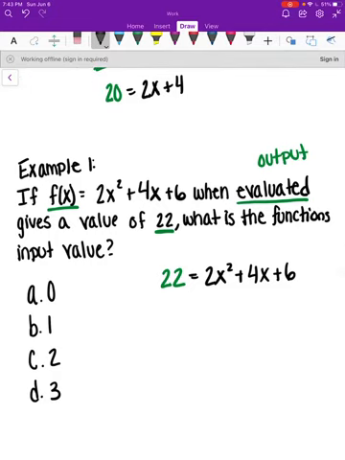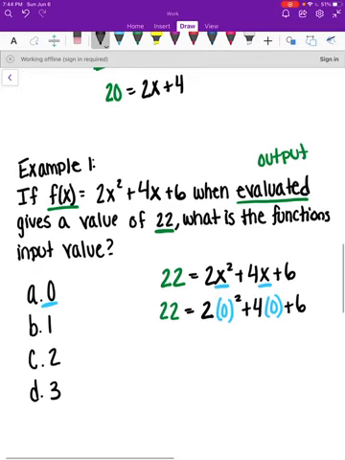So let's say I use the input value. Let's try 0. So I'm going to input 0 wherever I see an x. So let's do 22 equals 2, instead of x squared, it's going to be 0 squared, because we're testing this 0 over here to see if it works. So I'm just inputting a 0 wherever I see an x. So instead of 4x, I have 4 times 0 plus 6.